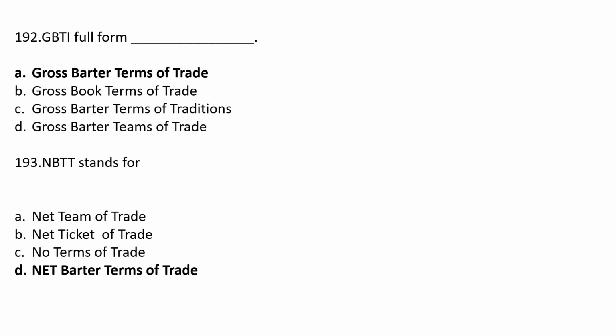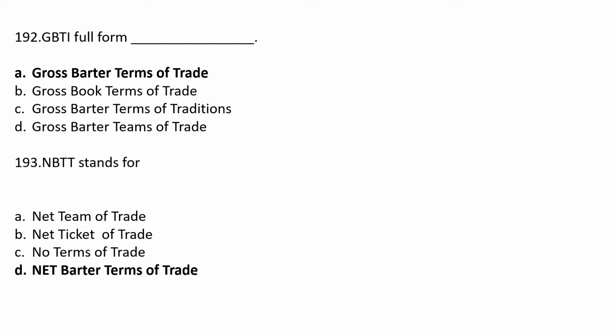GBTT full form equals to. Option A, gross barter terms of trade. Option B, gross book terms of trade. Option C, gross barter terms of transactions. Option D, gross barter terms of trade. The correct answer is option A, gross barter terms of trade. GBTT full form is gross barter terms of trade.